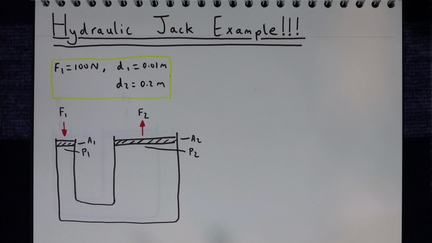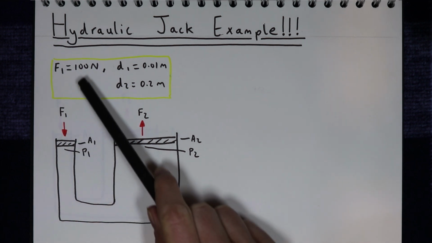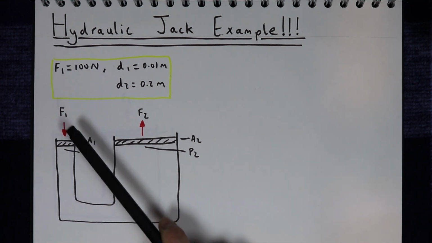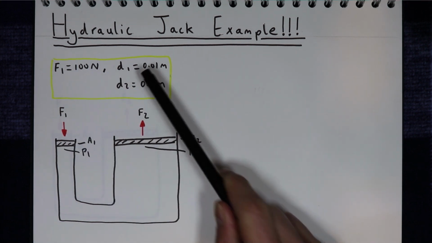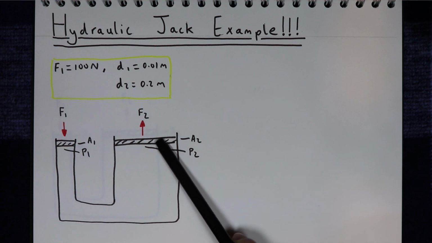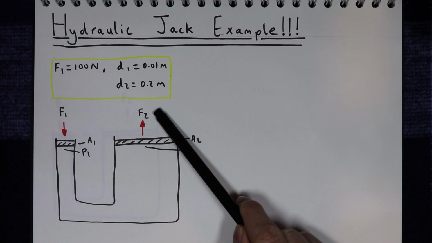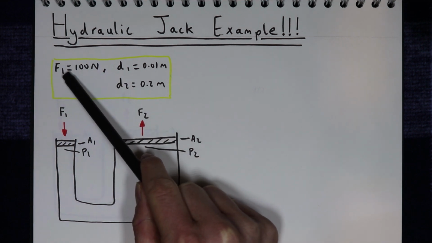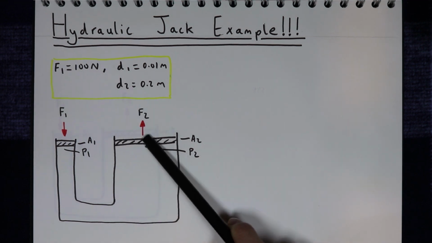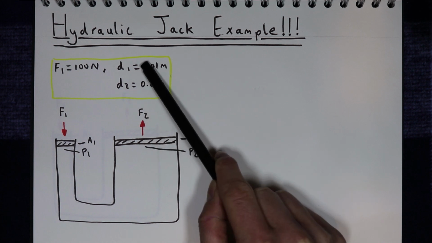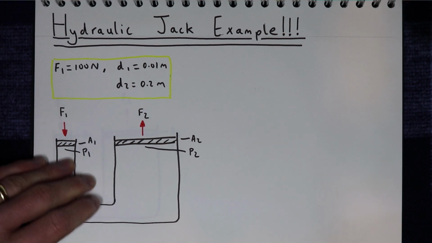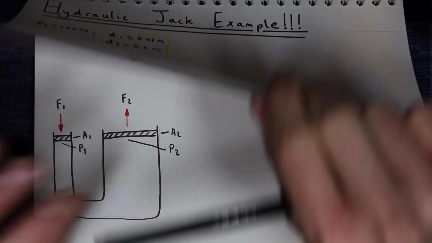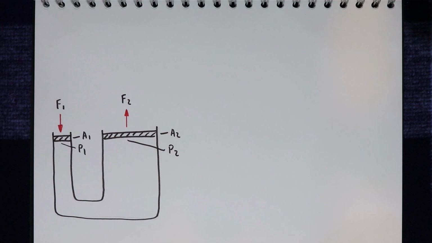In this particular problem, the force F1 that we're applying is 100 newtons. The diameter of the first piston is 0.01 meters, and the diameter of the second piston is 0.2 meters. What we're expecting is that the force F2 is going to be larger than the force F1, because the diameter of the second piston is larger than the diameter of the first piston. But before we solve the problem, let's have a quick look at what's going on inside this problem.